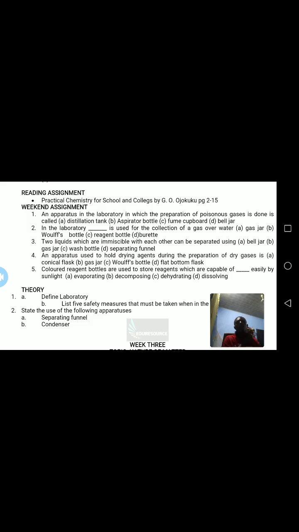Number 5. A colored reagent bottle is used to store reagents which are capable of dash easily by sunlight. A. Evaporating. B. Decomposing. C. Dehydrating. D. Dissolving. So, what are your answers? If I tell you mine, what are your answers? Okay. Put down your answer and see what you will score.